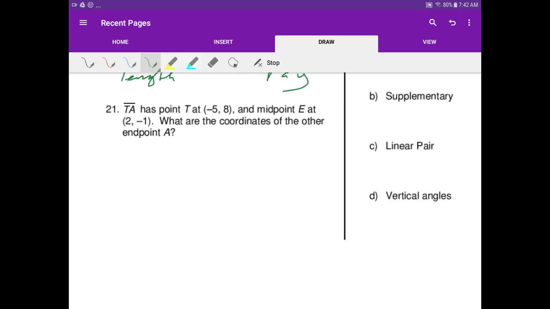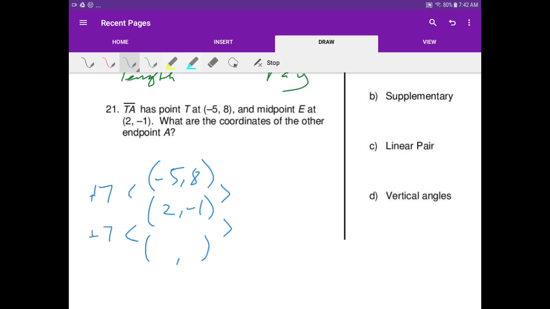Midpoint E where the coordinates end point. Okay, this is the snowman. So point T is -5, 8. Midpoint E is 2, -1, and then you're looking for the last one. So you have the head of the snowman and the middle of the snowman, and you're looking for the butt. So from -5 to 2, that's increasing by 7. So you increase by 7 again. 7 plus 2 is 9. So this is 9. 8 to -1, you decrease by 9. So decrease by 9 again, you get -10.